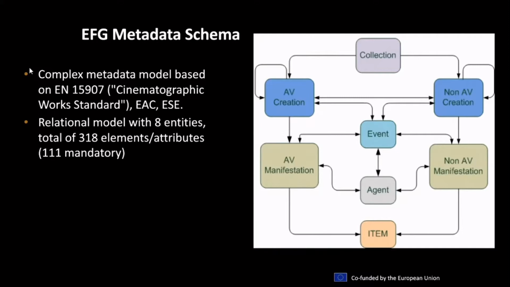It is built of 8 entities: the AV creation and AV manifestation, the non-AV creation and non-AV manifestation, the item, as well as agents, which are persons and corporate bodies, events and collections, which can have relations to the other entities.